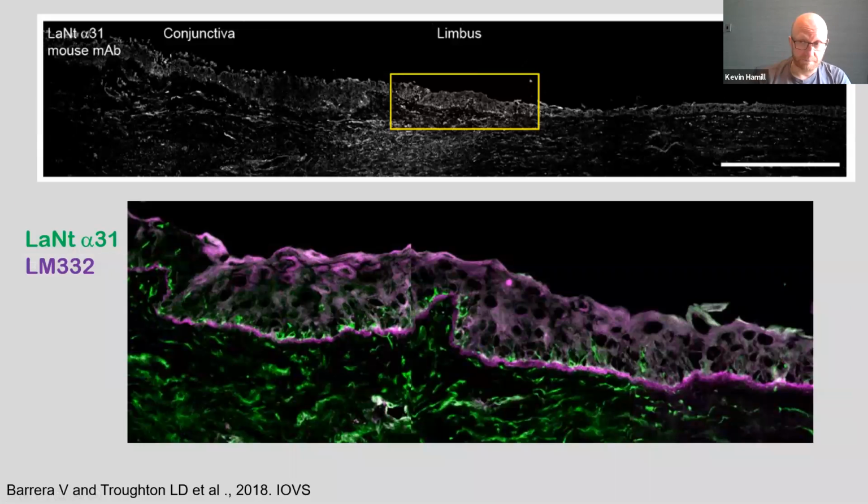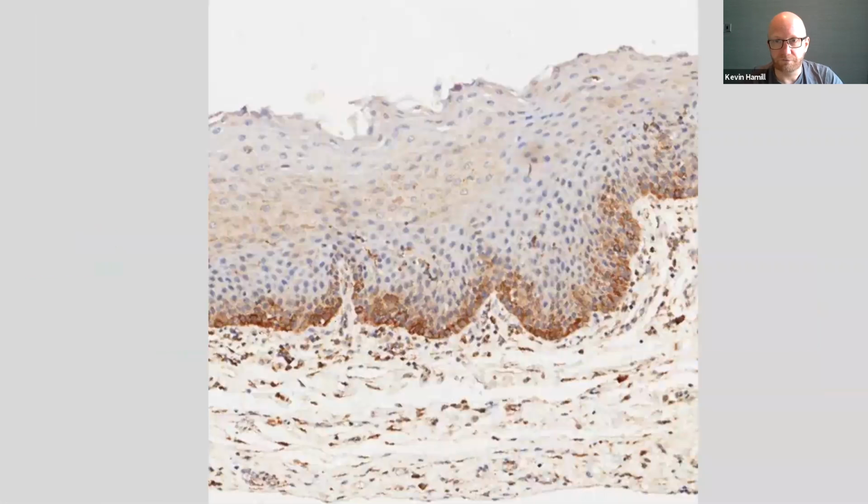When you look by fluorescent microscopy in relation to laminin 332, the major epithelial laminin that's produced, we see that the LaNt is enriched just apical to where the laminin is. So it's at the basal aspect of the cells and these upward things. So that's stuff you guys have seen before. Let me show you some new stuff.